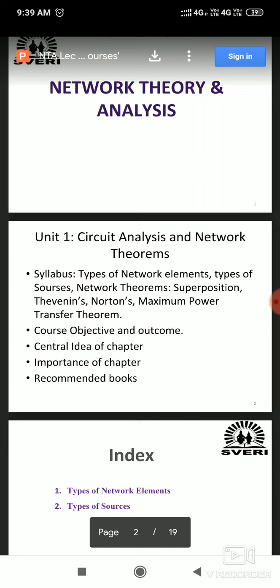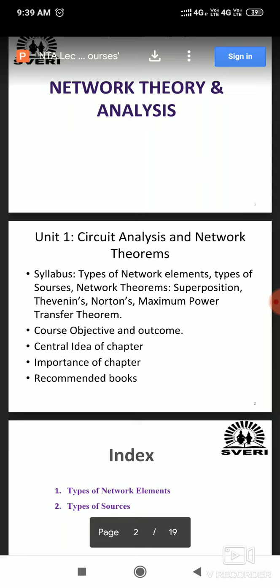So, that will be the types of network elements, types of sources, then network theorems. Four theorems are included in your syllabus: superposition, Thevenin's, Norton's, and maximum power transfer theorem. And we have to solve numerical problems based on all these theorems and circuit analysis methods.